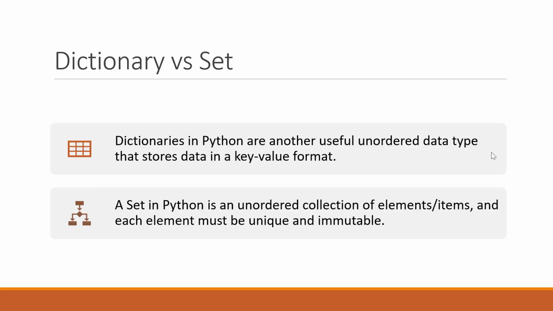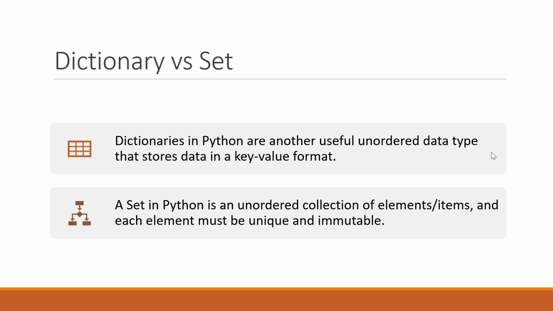sets in Python. Now both of these data types are unordered in nature. Moreover, we utilize curly braces to define sets as well as dictionary. So the method to declare a set as well as a dictionary is same. So let us discuss some of the key similarities and differences between them.